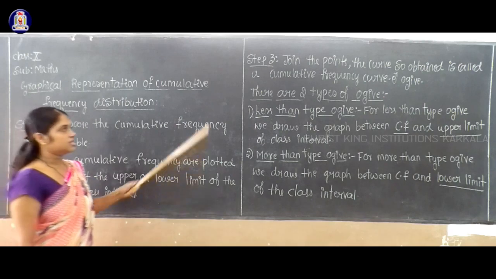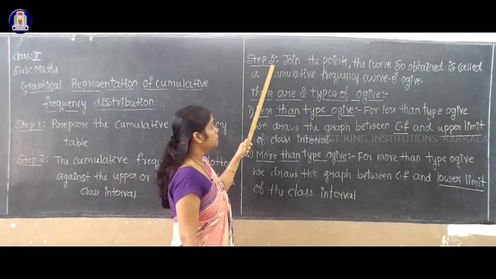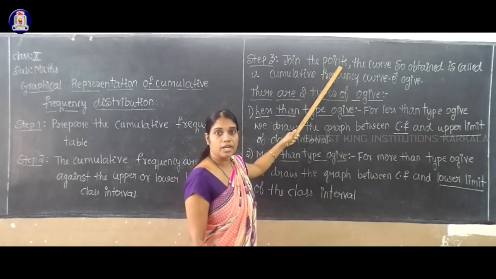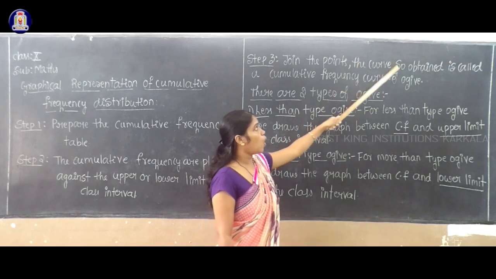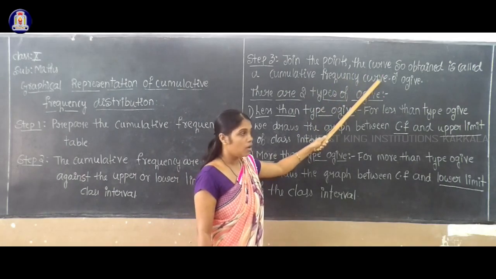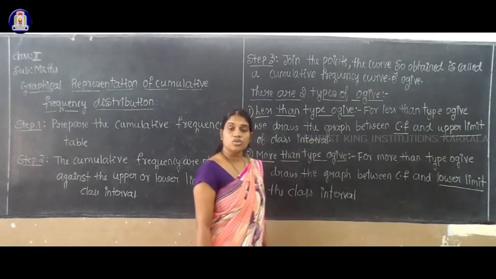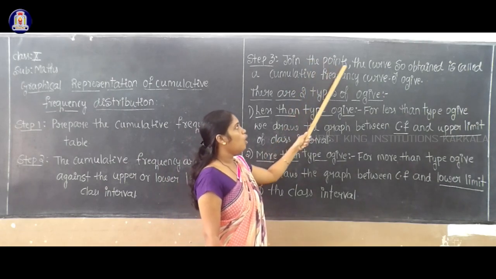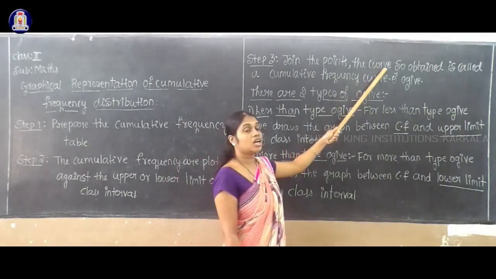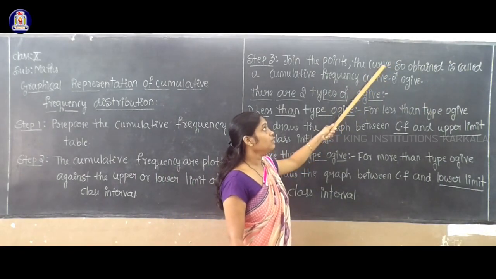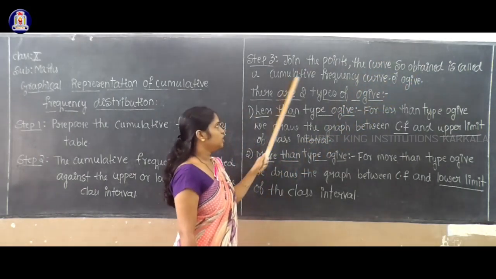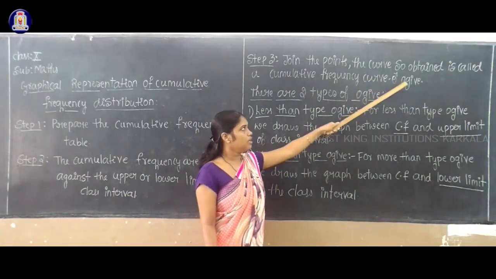Now step number 3. What is your step 3? Join the points. Now you have to join all those plotted points. The curve so obtained is called a cumulative frequency curve or ogive. So I will join all those plotted points, and after joining those points I will get one curve. That curve is known as an ogive, or cumulative frequency curve. Normally we call it an ogive.